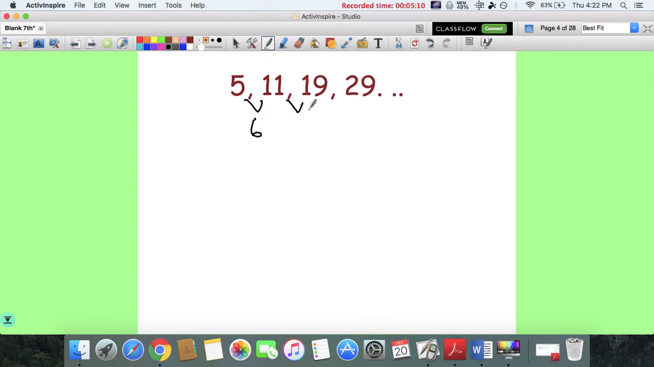11 to 19 is plus 8. This looks like it's a plus 10. And I'm going to add one number. So to the other one, that would have been a plus 12. So that would give me a 41. So I'm just going to add one number because the more information I have, it's always the better.